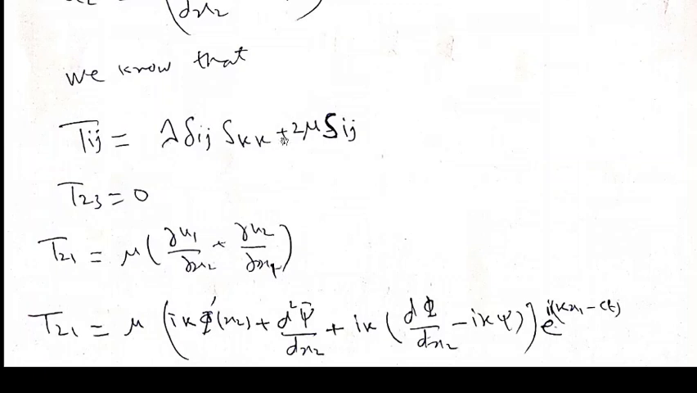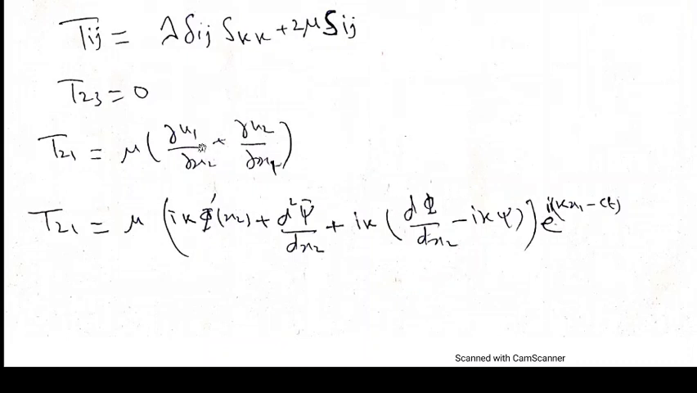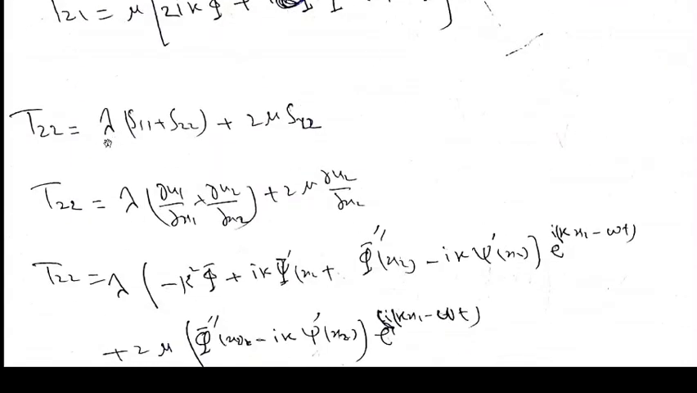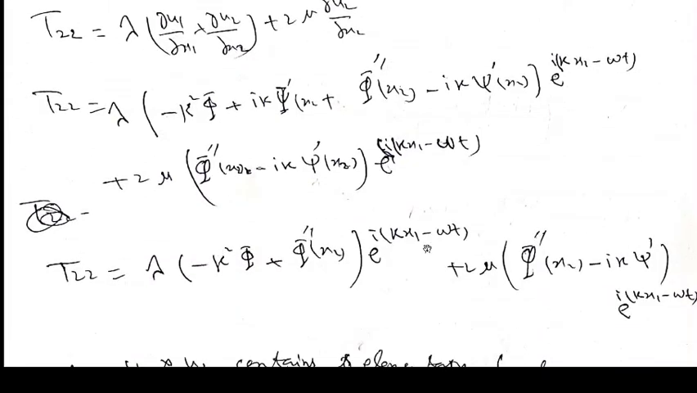Then you can write your Tij from the stress-strain equation: lambda delta ij skk plus 2 mu. T23 will be equal to 0 because u3 is 0 and we are independent of x3. This is T21. Simplify it a little bit: take the derivative of u1 with respect to x2 and u2 with respect to x1, and we have T21 like this. For T22 we have this, simplify it a little bit, and we have T22.